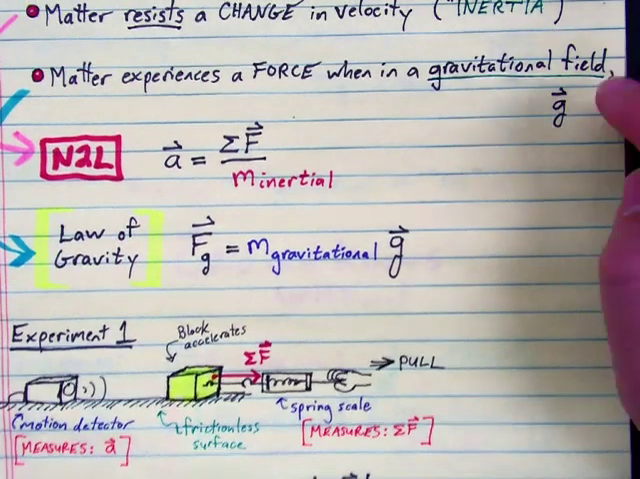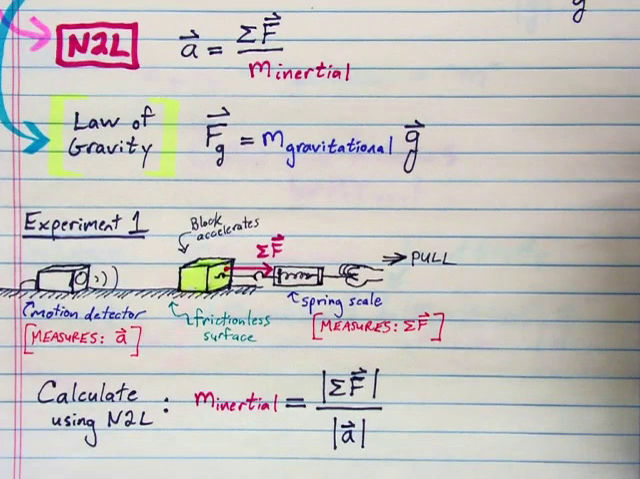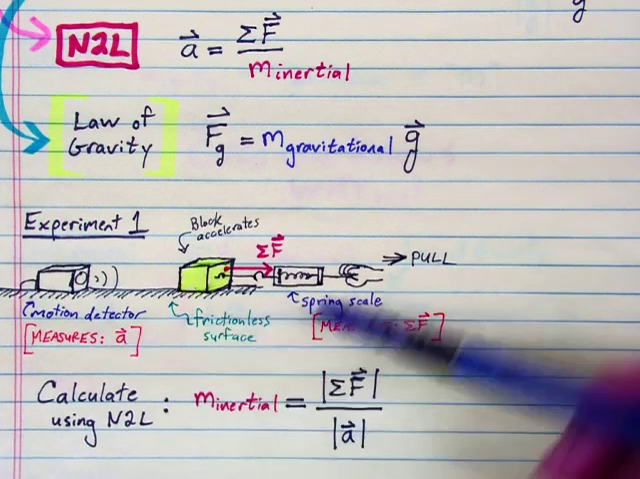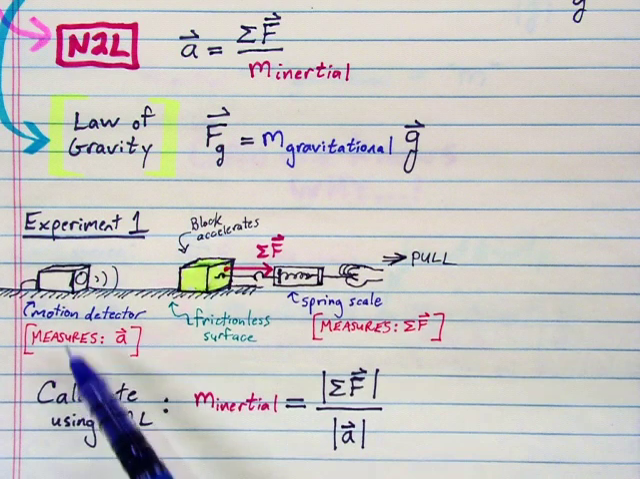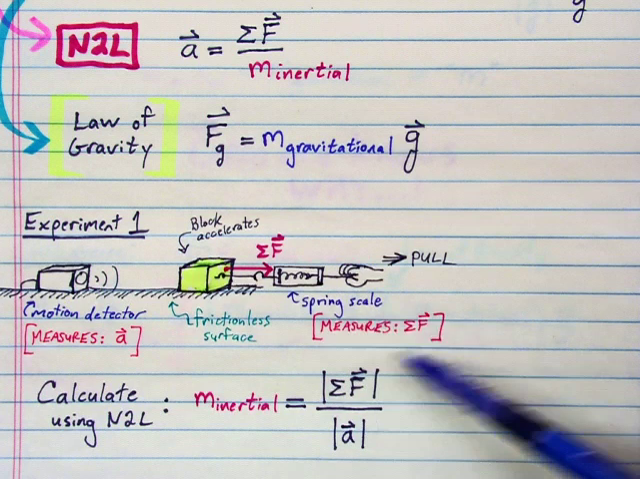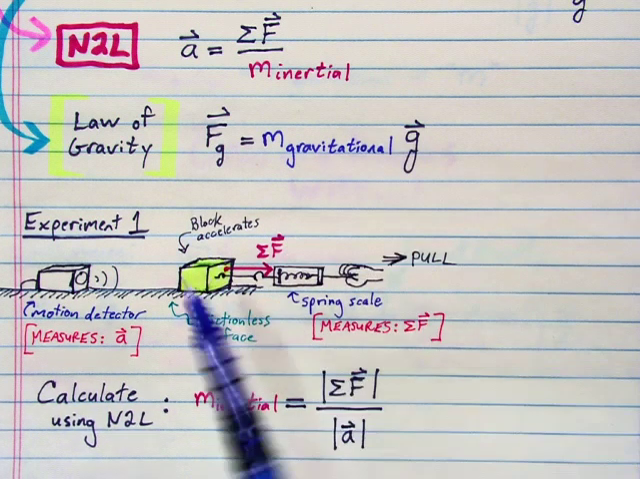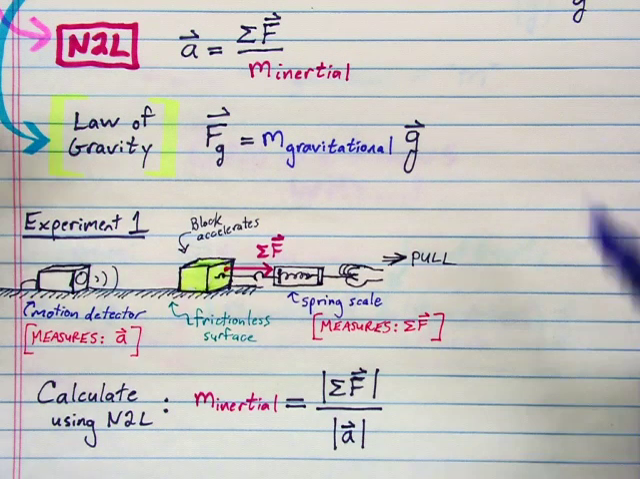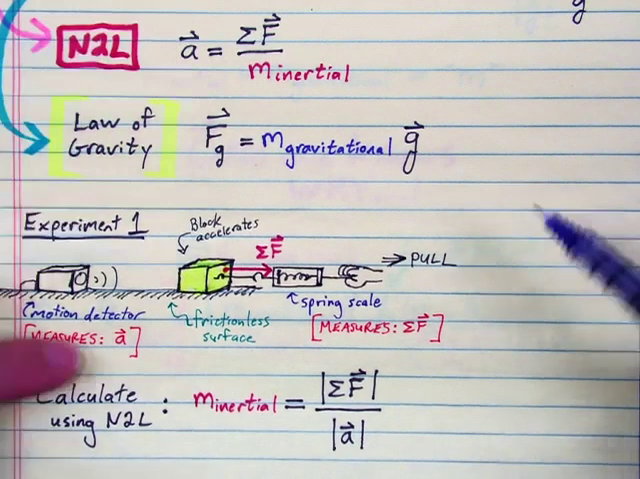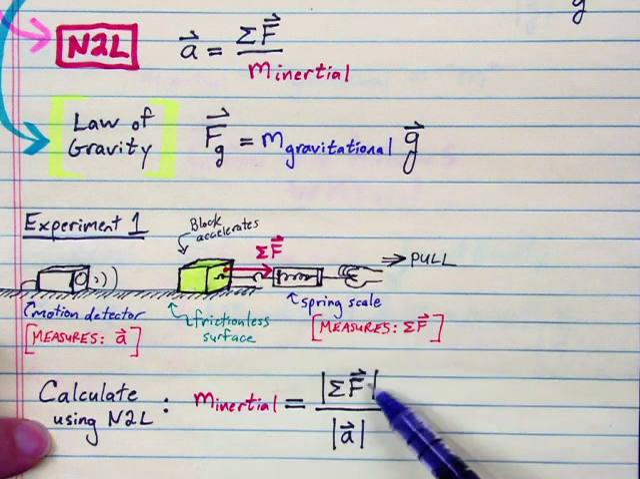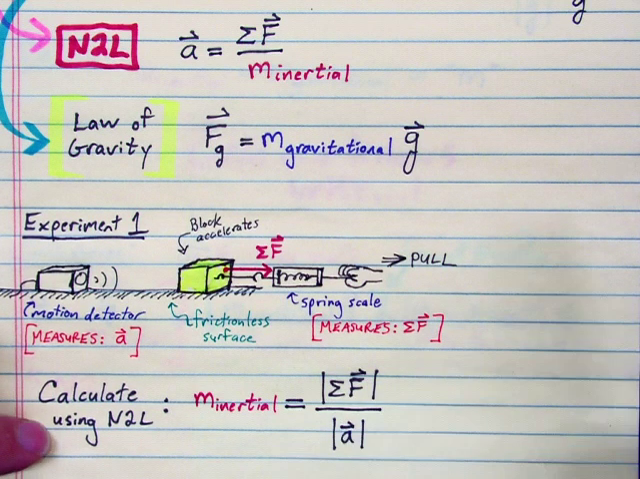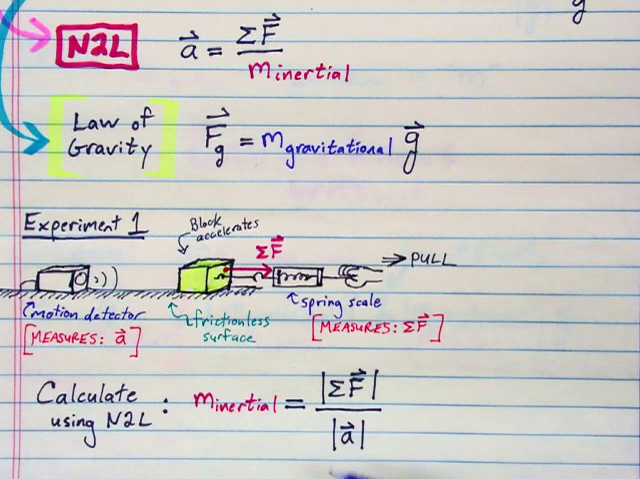Okay, experiment one. We have a simple block here, and we'll put it on a frictionless surface, pull it with a spring scale, and measure the resulting acceleration with this motion detector. With the spring scale, we can measure the net force acting on the object. The block will accelerate along the surface. And then, applying Newton's second law, we can calculate the so-called inertial mass by taking the net force magnitude and dividing by the magnitude of the acceleration. So that's a way of calculating this property, this resistance to acceleration, the inertial mass.